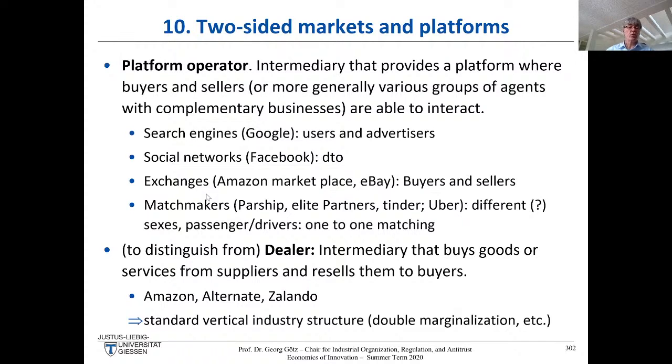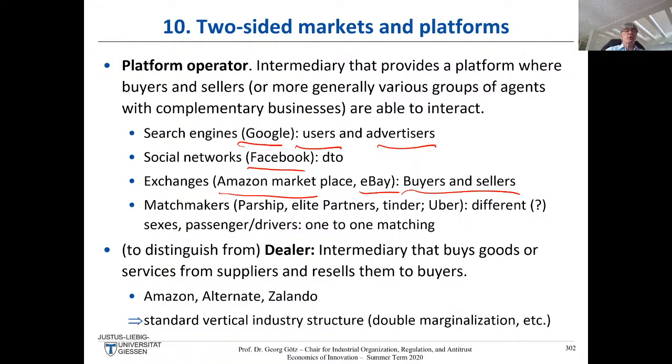What is well known, of course, is the Google example with the search engine. They bring together users who do searches, and advertisers. Social networks such as Facebook or Instagram actually do the same. They bring together users and advertisers. You have exchanges like the Amazon marketplace. If you buy something from Amazon, you can buy on Amazon from companies which are not Amazon, okay? And this is right now really an important business for them. Somewhat older is eBay, where you just have buyers and sellers.